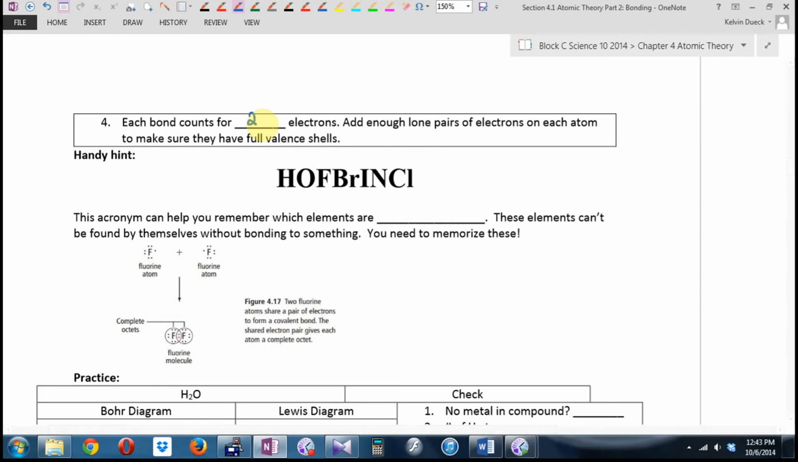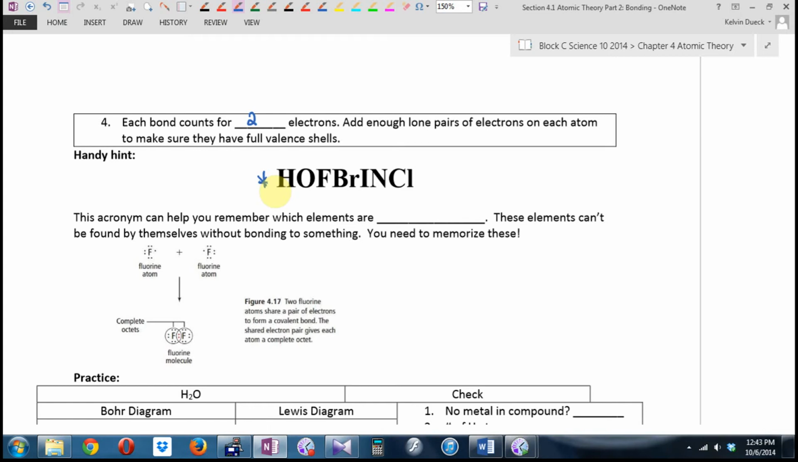Handy hint, put a star next to this. This is Mr. Hofbrinkel. This is the acronym that I stole actually from Mrs. Howard, who retired last year. There are certain nonmetals that if they are by themselves, refuse to be by themselves. They will always pair with themselves.